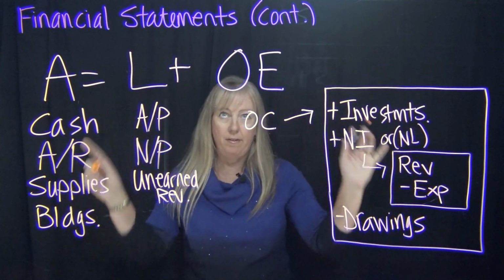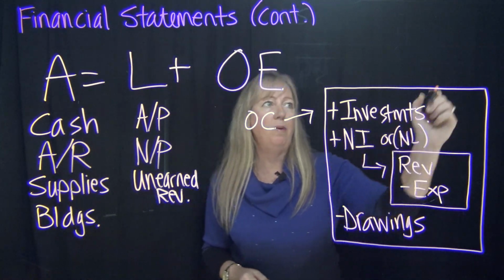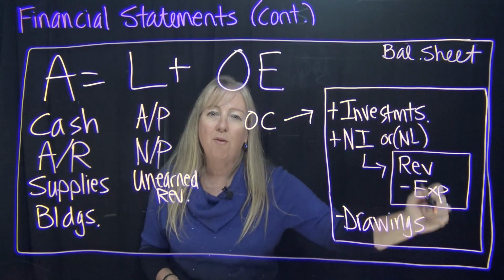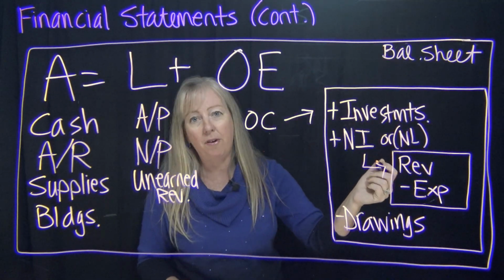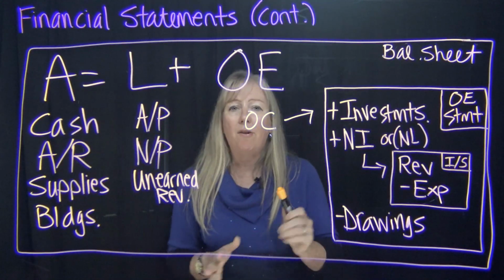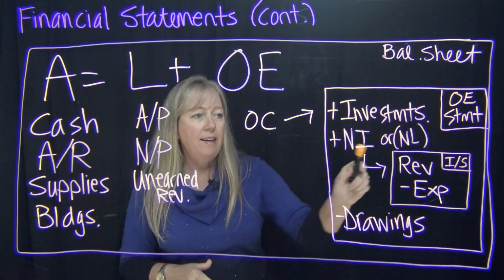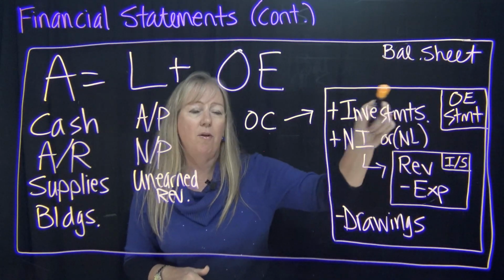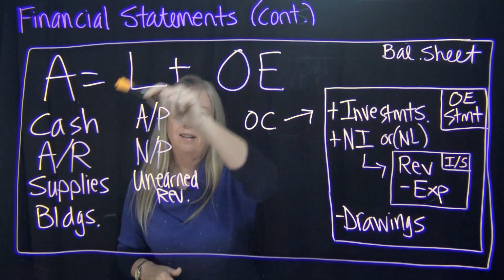So let's recap all of this. This big section all represents the balance sheet. This box right here represents the statement of owner's equity, or the owner's equity statement. This box right here represents the income statement. Now we can see how all the financial statements are interrelated. The income statement affects the owner's equity statement, which affects the balance sheet.